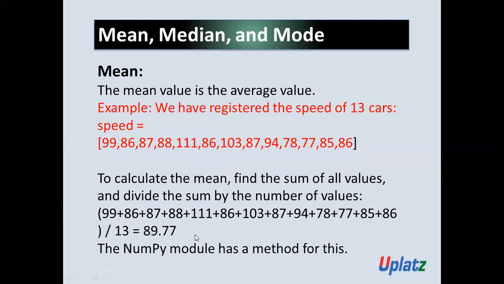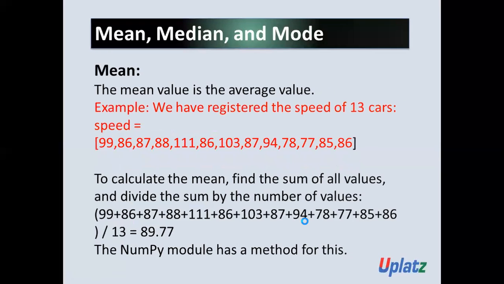Mathematically, we have found it here. The average speed of the car is 89.77. Now let's verify: do we get the same output if we calculate it with the help of NumPy? So how to calculate it?